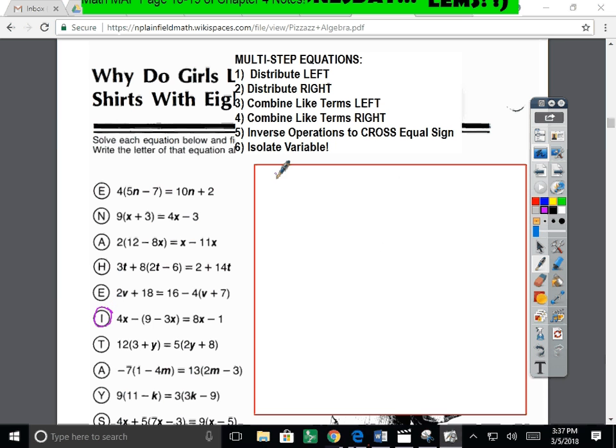So letter I. I hope you're looking ahead and noticing something interesting happening here. I'm going to try to write a little bit smaller for us this time so that I have enough room to show all of my steps.